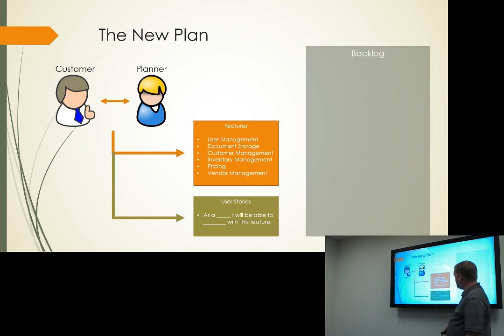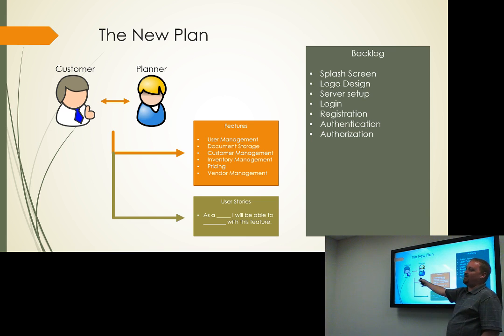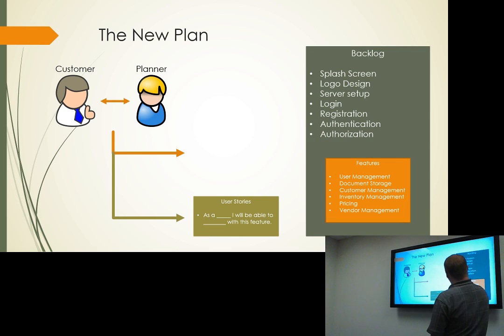You have a list of features. You take those features and you put them into a backlog. Here we have some already pre-designed ideas, things that we already knew we needed to do from a previous discussion with the customer, or even things that they may not have known were necessary, like a database, if that was on here, but it's not. So we've got a splash screen, logo design, server setup, login, registration, authentication, and authorization. Now we're going to add those features that we just discussed to this thing called the backlog. So now we have a really long list of things that need to be done.